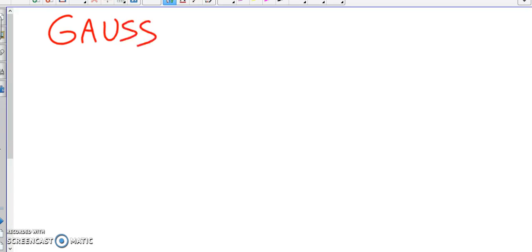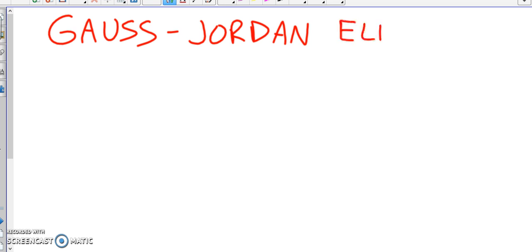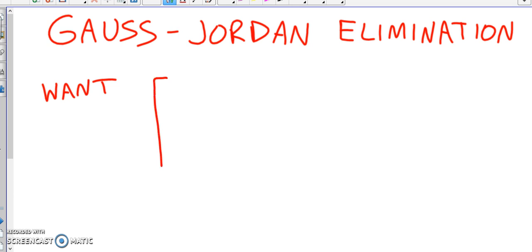So what we did yesterday was Gaussian elimination. This is what's called Gauss-Jordan elimination. Now, the only difference between Gaussian elimination and Gauss-Jordan elimination is you do more work inside the matrix in Gauss-Jordan elimination, but you don't have to do any work whatsoever outside the matrix. So, what you want is a matrix that looks like this.